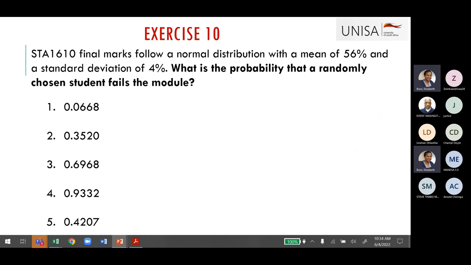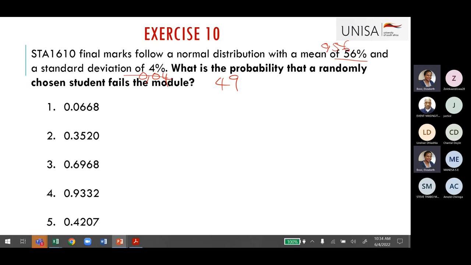Question number 10 was going to ask you to calculate the probability of a student failing. So they gave you the standard deviation and the mean. Don't get confused even if they give you in percentage form. You can use the percentage or you can convert this to a decimal. This is 0.56 and this is 0.04. What is the percentage of a fail? A fail is anyone who gets less than 50, which is 49 and below. That is a fail. Or you can use 50. I'm not sure which one now.